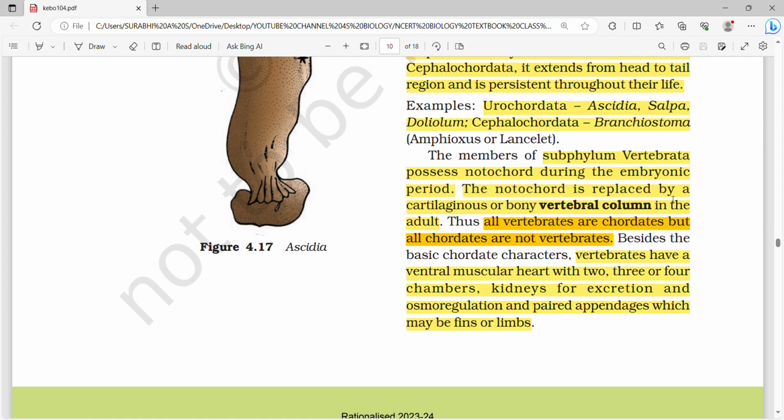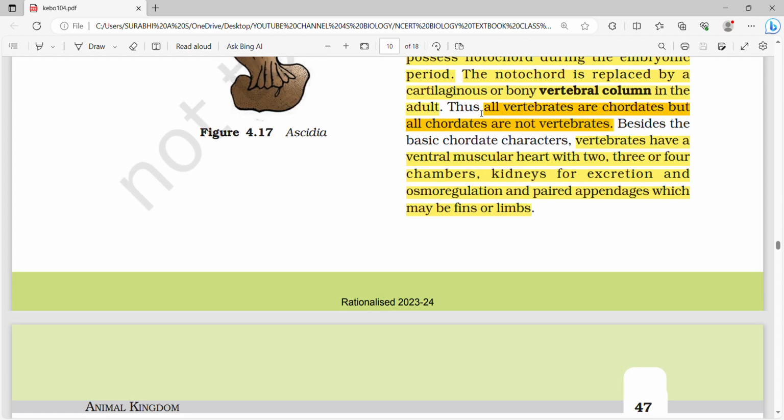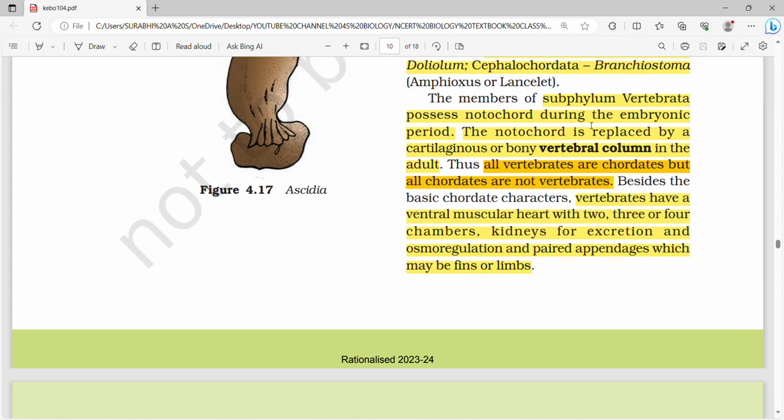Next, moving on to the vertebrate subphylum. They have a notochord during the embryonic period itself, and the notochord is replaced by the vertebral column in adults. This statement is important because they may give it in assertion and reasoning also. All vertebrates are chordates, but all chordates are not vertebrates.